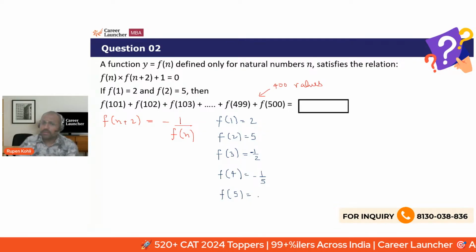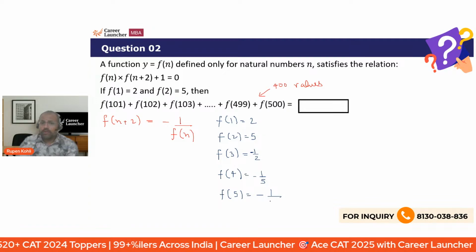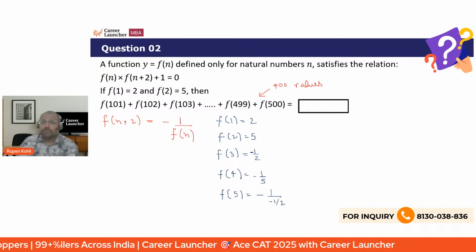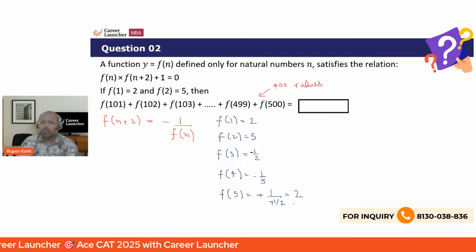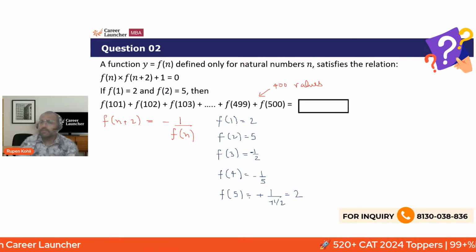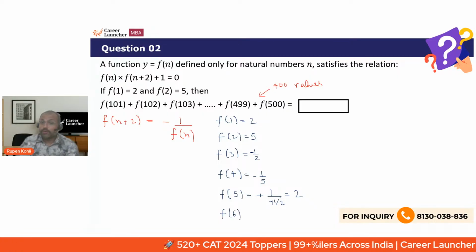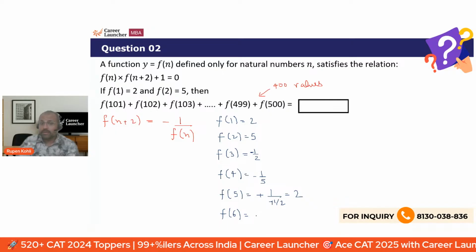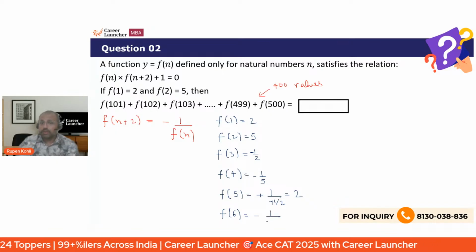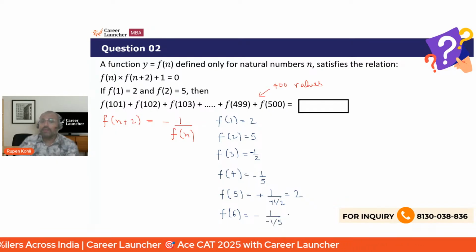Minus 1 by f of 3. F of 3 is minus half. So minus 1 over minus half is minus minus plus, and 1 over half is back to 2. We have got back the value of f1 at f5. Wonderful. Nice. What is f6? The same thing will happen to minus 1 by 5. Again, minus 1 over minus 1 by 5 is back to 5.